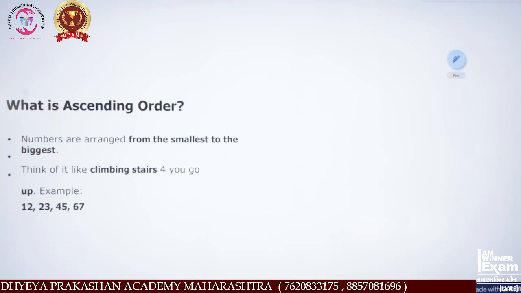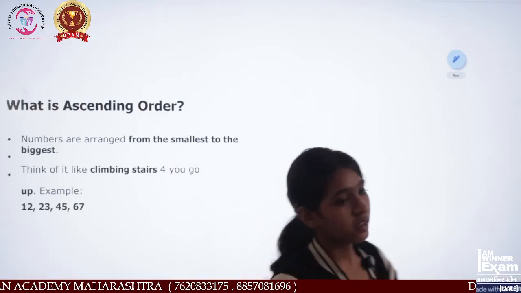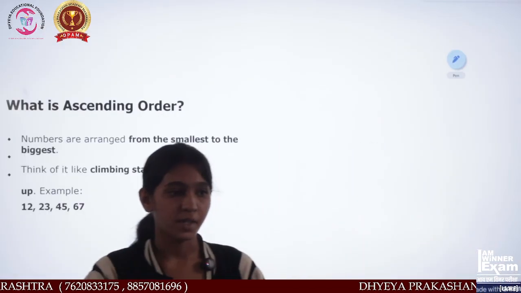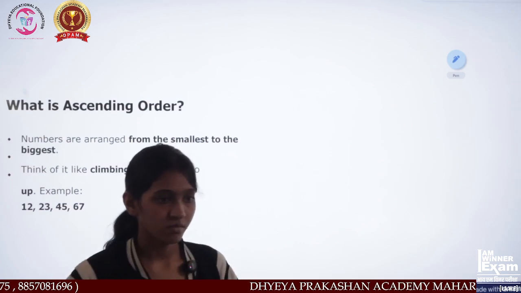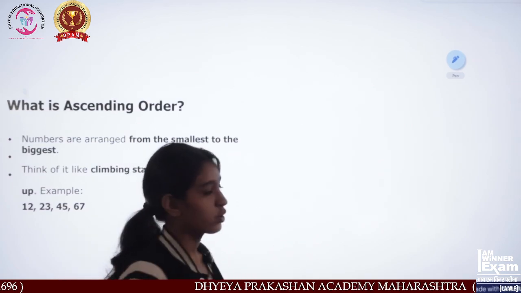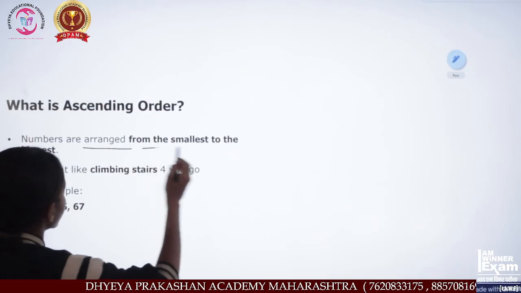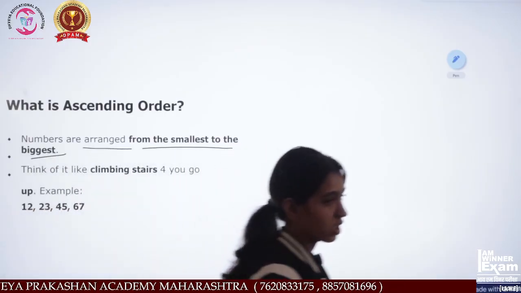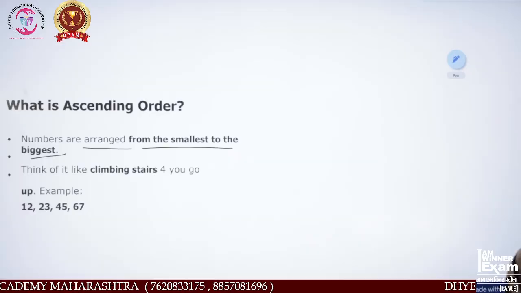What is ascending order? Ascending order is just like climbing the stairs. That means we are going up, up, up. It starts from small to biggest. Numbers are arranged from smallest to biggest. A series of numbers that goes from the smallest to the highest is called ascending order.